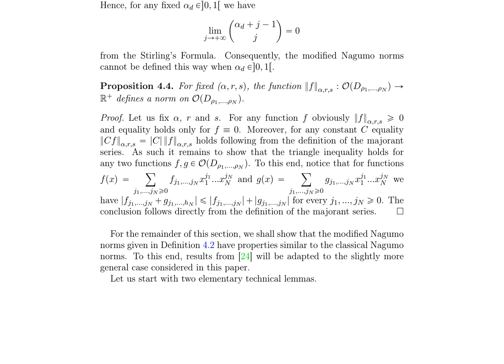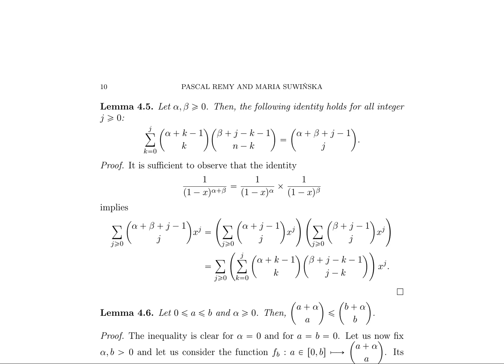two functions. The first proposition, 4.4, demonstrates that the modified Nagumo norms are indeed norms on the space OPD ρ1, ..., ρn. This is achieved by showing that the function f, alpha, r, s defines a norm, i.e., it satisfies the non-negativity, absolute homogeneity, and triangle inequality properties. The next two lemmas, 4.5 and 4.6, provide technical results that will be used in subsequent proofs.